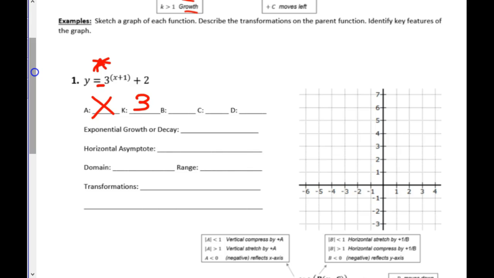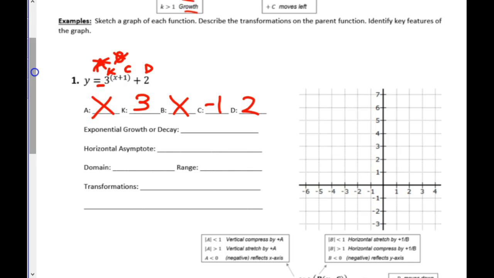If there was a number in front of that 3, that would be the A value. Okay? Is there a B value? Is there a number in front of X? There's no B value. Don't worry about it. Is there a C value? So C inside the parentheses says 1, but it's a lie. So it's going to be -1. And then letter D is 2. Okay? So we had a K, we had no B, we have a C, we have a D.